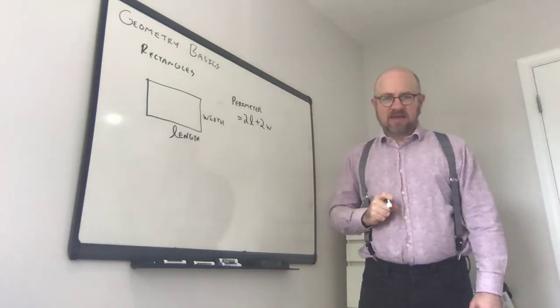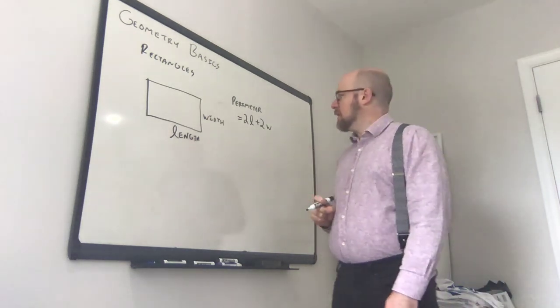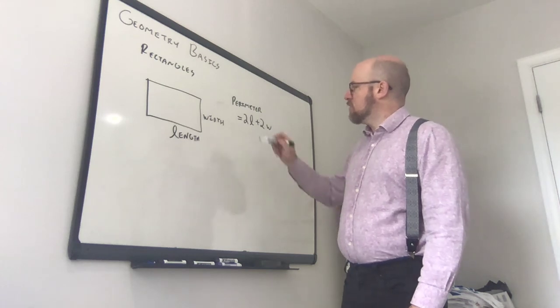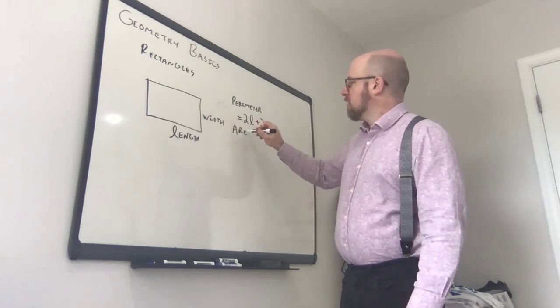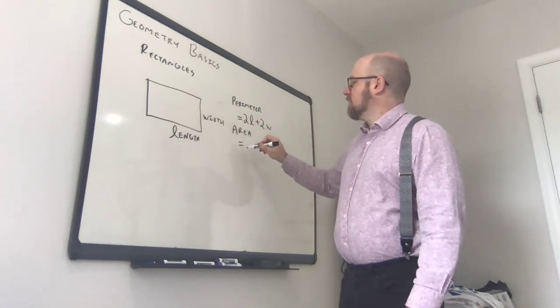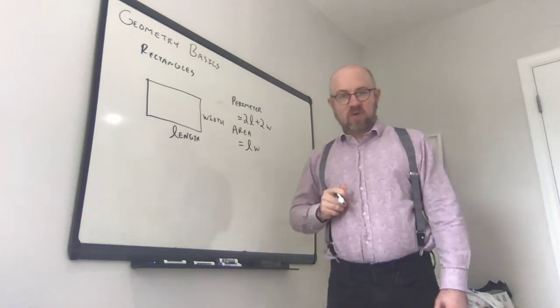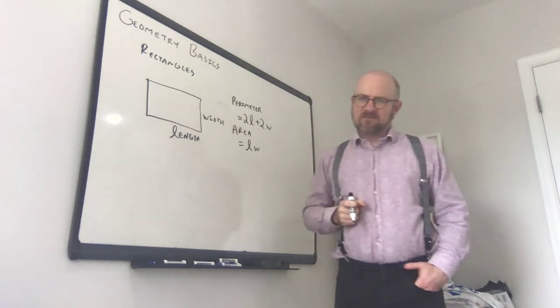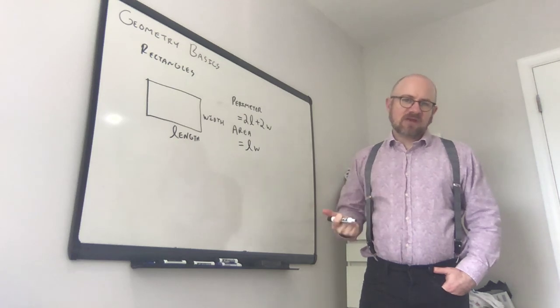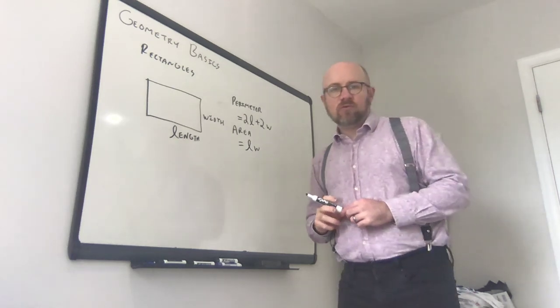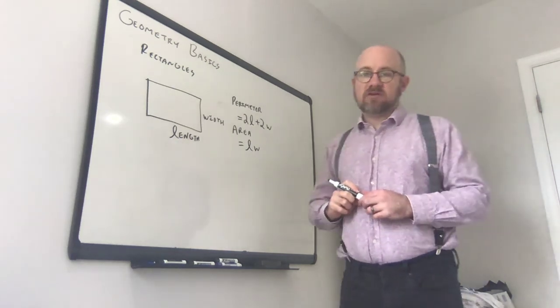L here is length, W is width. So perimeter is 2L plus 2W. The area, even easier, is length times width. Again, very familiar, but just to review, these are the ones that you need to know and be able to use.